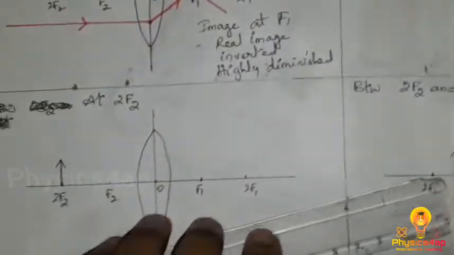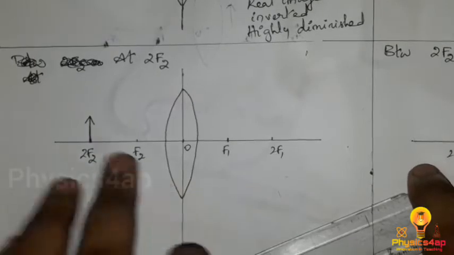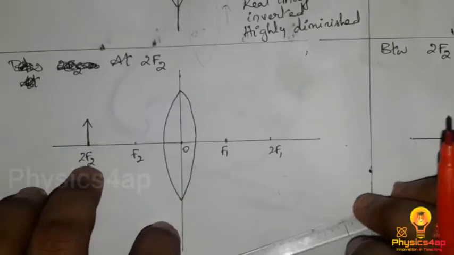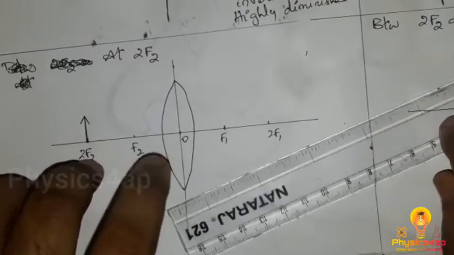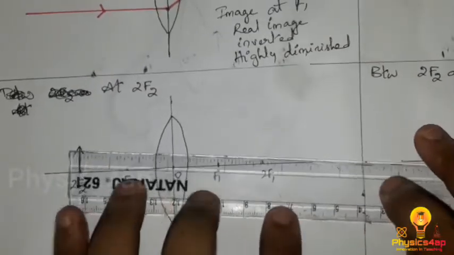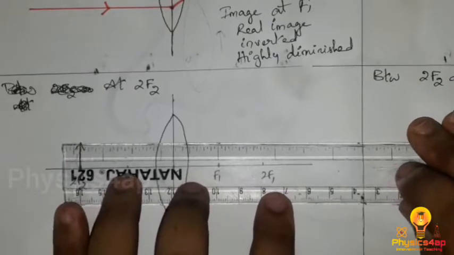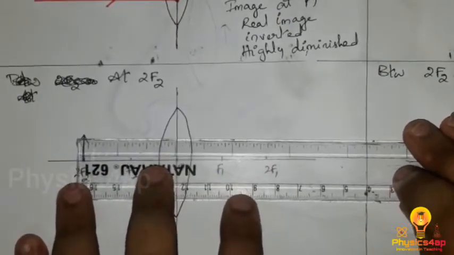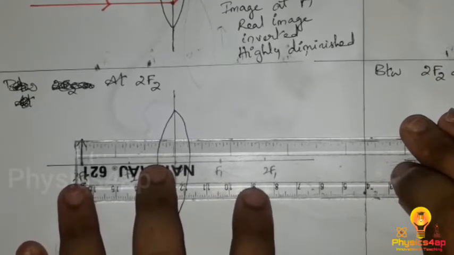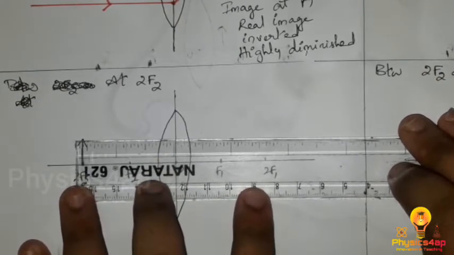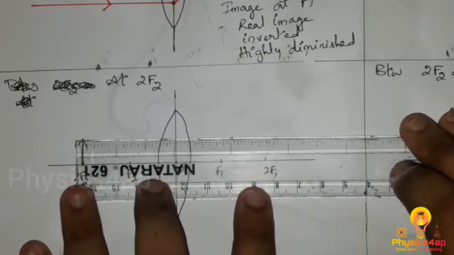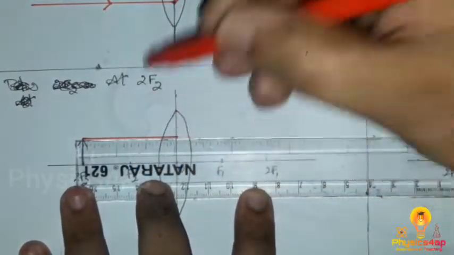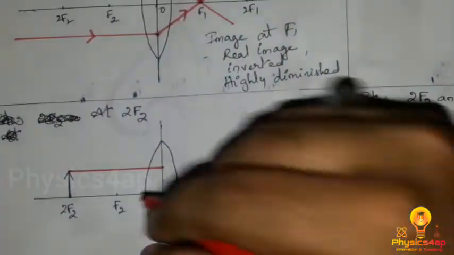Now let's move on to another one, that is at 2f2, that is when it is placed upon the center of curvature. Among all the ray diagrams, this is a little bit hard work, because we need the exact point to draw. So let us see. The first thing is we have to draw parallel to the principal axis. So we drew parallel to the principal axis.